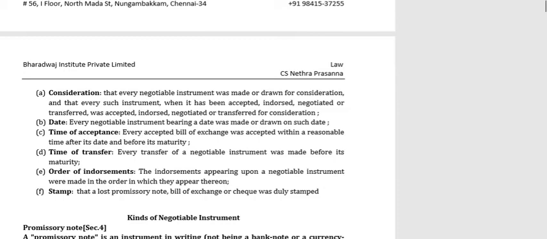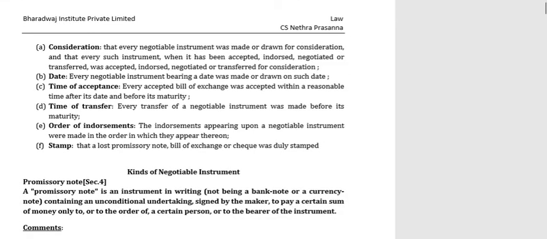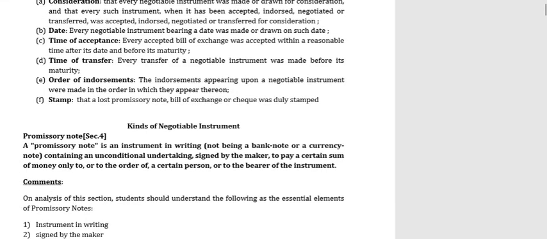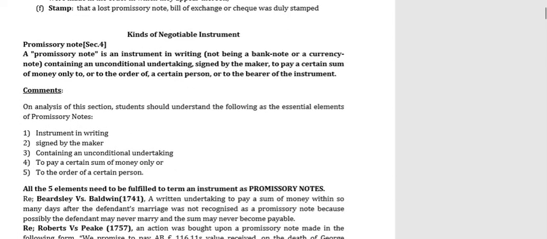So, stamping is something which is also very, very important, friends. A negotiable instrument, when it is being taken up, if stamping is required, then we will have to stamp it accordingly. Kinds of negotiable instrument. Now, section 4 of your Negotiable Instruments Act speaks about the promissory note. A promissory note is actually a negotiable instrument in writing which contains an unconditional promise. Sir, this is the key word.